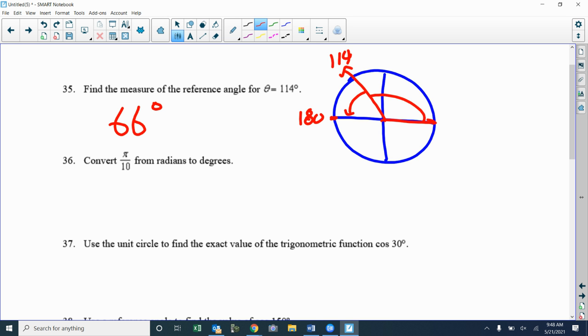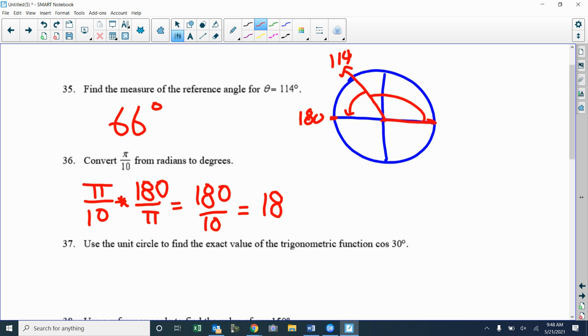Pi over 10 from radians to degrees. So we have pi over 10. We're going to multiply by 180 over pi. Those pi's cancel, so you end up with 180 over 10, which simplifies to 18 degrees.